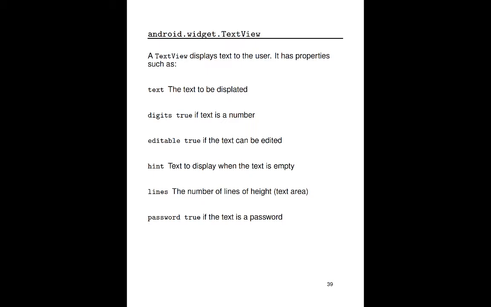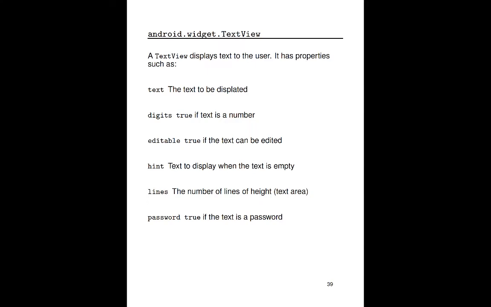Text view represents text that is displayed to the user. There's a number of properties they can set on text views. Obviously, the text will be displayed, whether or not the text represents a number, whether or not it's editable. Text views can have a hint, which is text that's displayed when there is no text yet. This is a prompt for the user to enter some information.